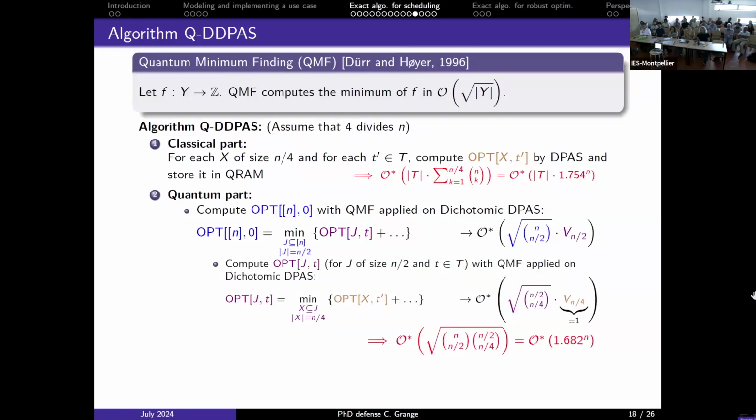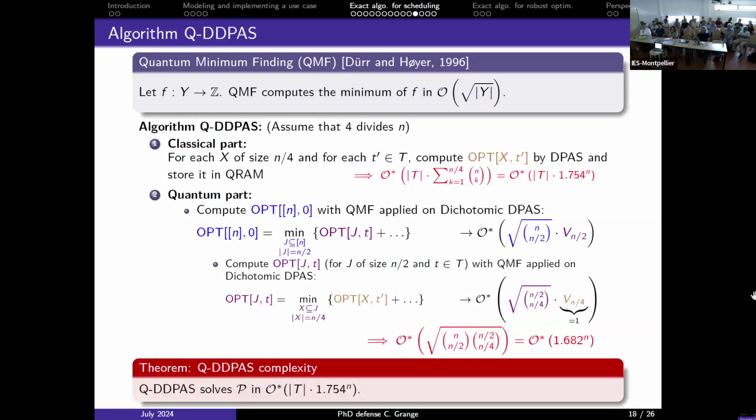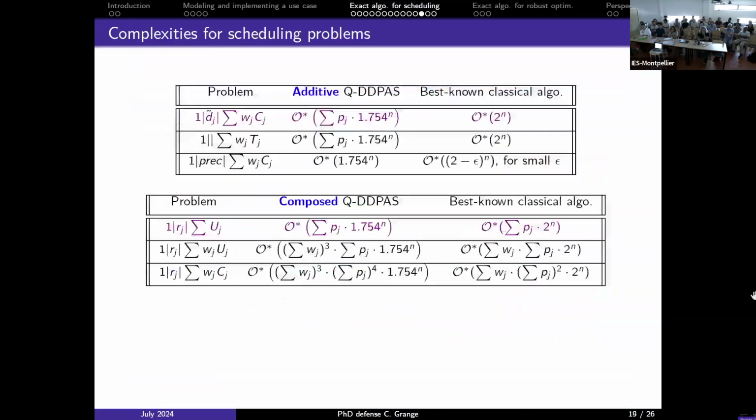And the total complexity of this algorithm is the maximum of the two. So here, it is the classical part that has a bigger complexity. And we can say that our algorithm solves the initial problem in big O star of the cardinality of t multiplied by 1.754 to the n. Okay, so on the examples, we can compare it to the best known classical algorithm complexity. And each time, the exponential part is reduced in our algorithm's complexity, but sometimes at the cost of a pseudo-polynomial factor.